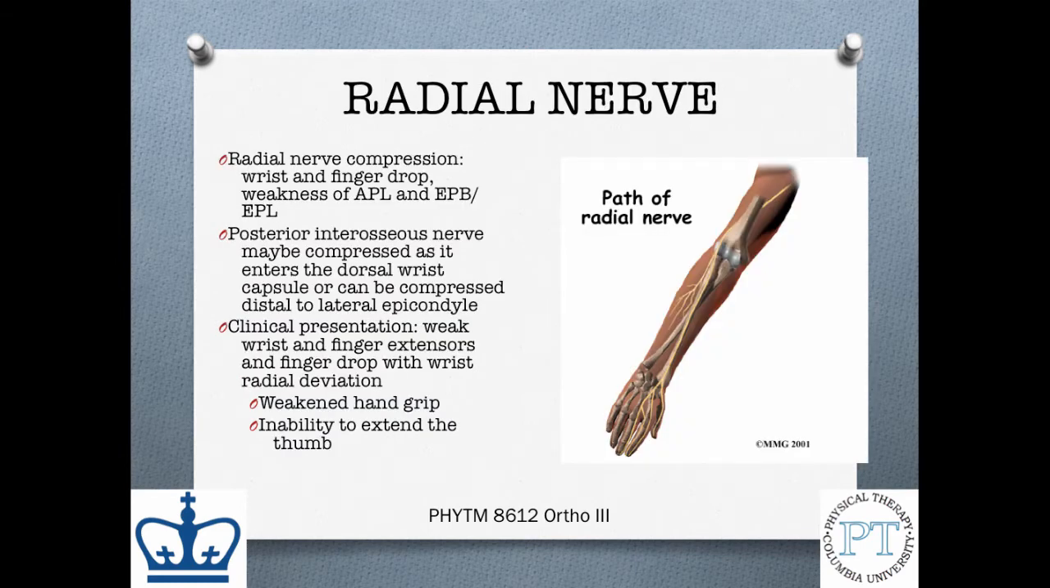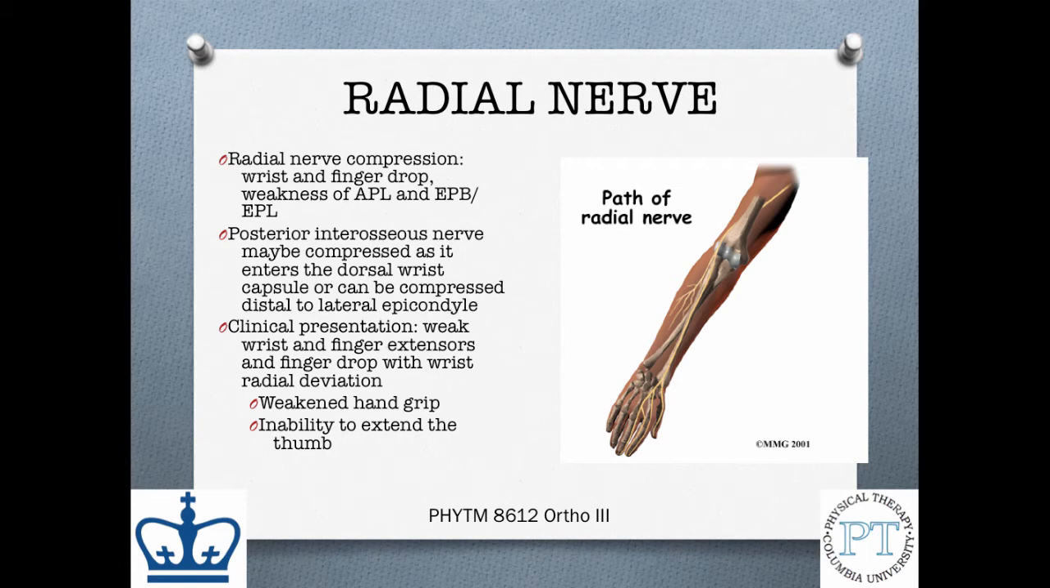So we'll first discuss the radial nerve. If the radial nerve gets compressed, we could see wrist and finger drop, as well as weakness in APL and EPB, as well as EPL. The posterior interosseous nerve, we mentioned this before, quite often gets compressed as it goes through the arcade of Frohse, which is a tunnel between the two supinator heads. It can also be compressed distal to the lateral epicondyle.